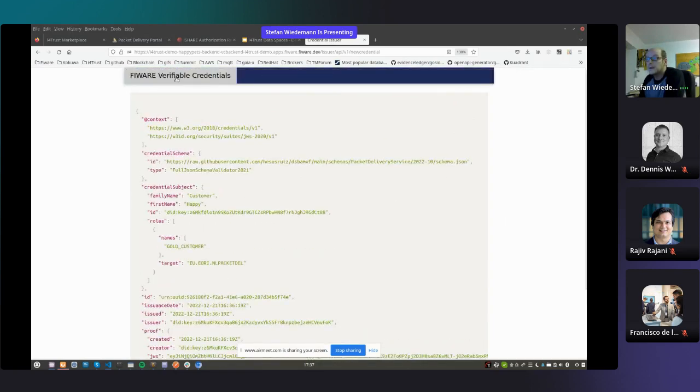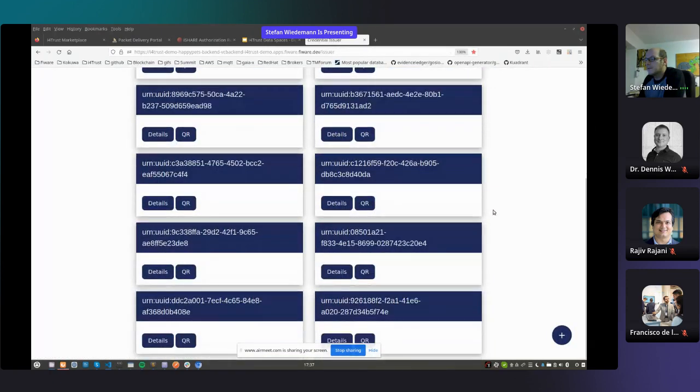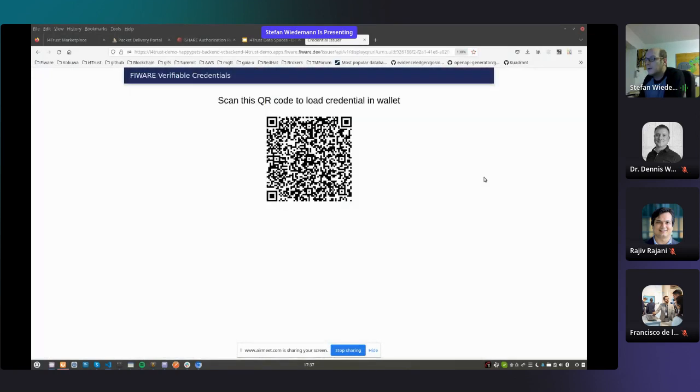Okay, that's our credential now. And now we have to basically offer it to our user. We can do this with this application easily by scanning the QR code with our wallet. I have a small wallet application on my mobile phone. So let me scan this.